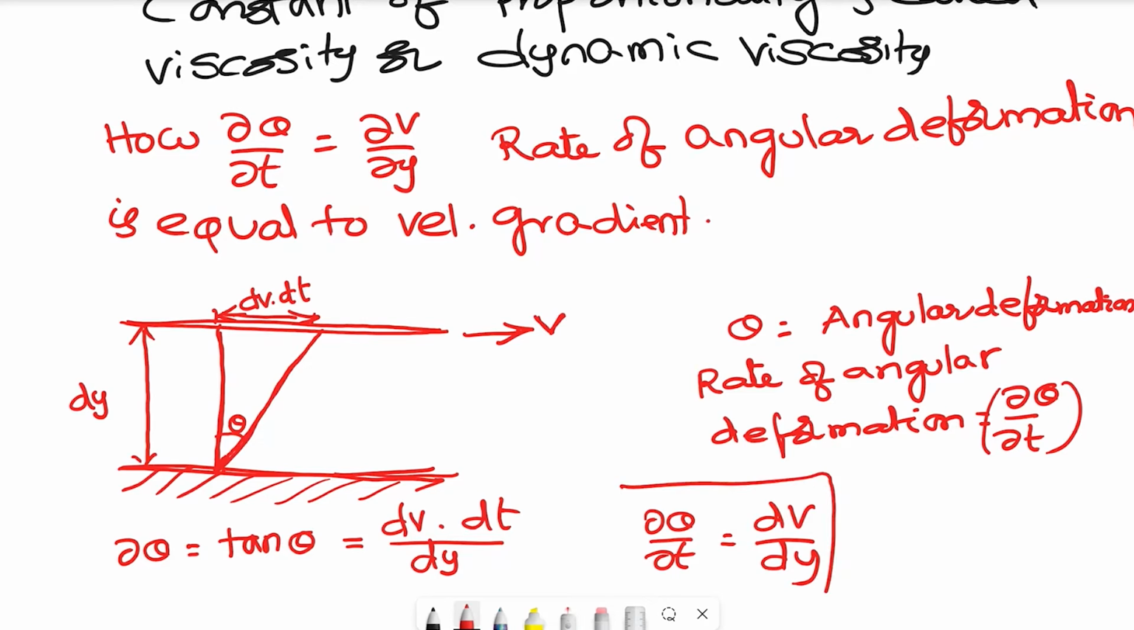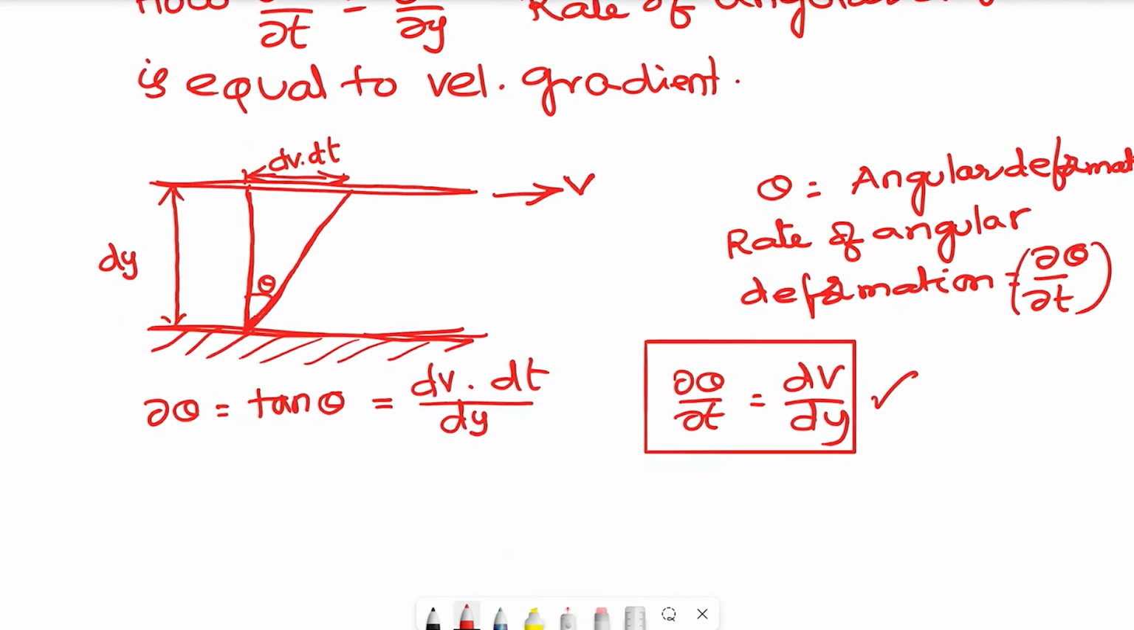So that is why the rate of angular deformation can be written as the velocity gradient, right? This is the point. After this, we will go to Newton in the next lecture, our next topic. This part is only to understand how the rate of angular deformation is equivalent to dv/dy.